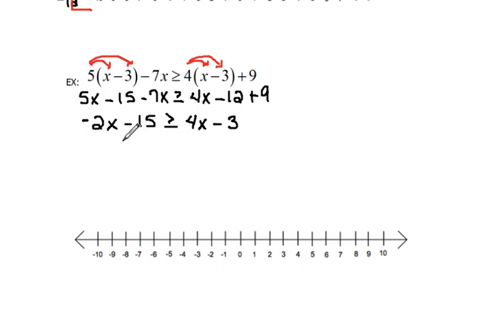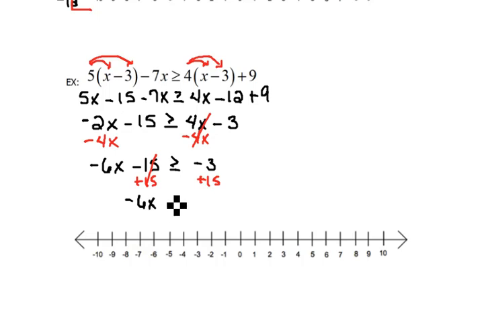Now let's move our variables to the left. So I'm going to subtract 4x from both sides. So negative 2x minus 4x would be negative 6x minus 15 greater than or equal to negative 3. And now we're going to add 15 to both sides to move that over. So that's negative 6x is greater than or equal to 12.